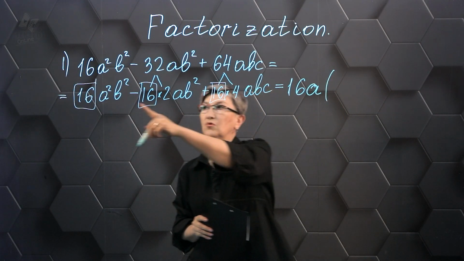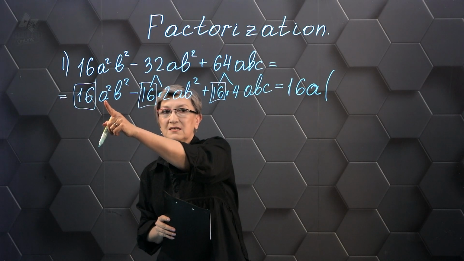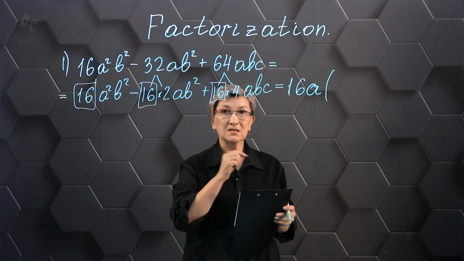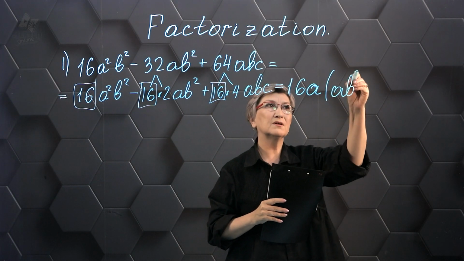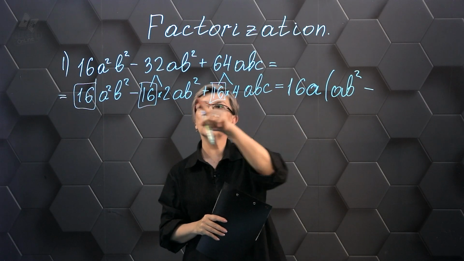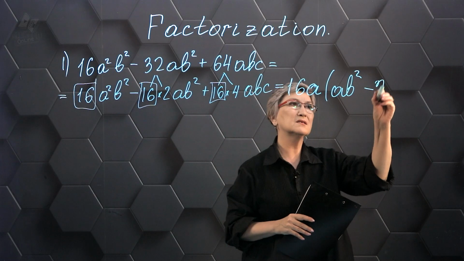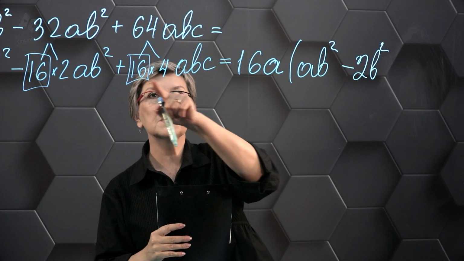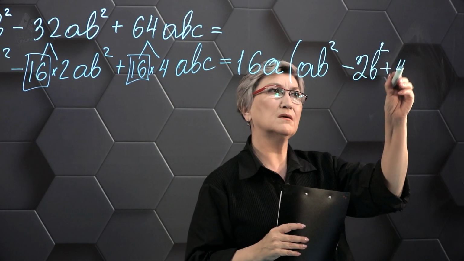Then we'll note the next expression in brackets. A squared existed. There were 2 a's. We took one a. Therefore, in parentheses, there remains a and b squared. We removed minus 16 from the parentheses. There are 2's left. We took a, so 2b squared remains. In the third addend, we take 16 and a. As a result, we have 4 b's left.